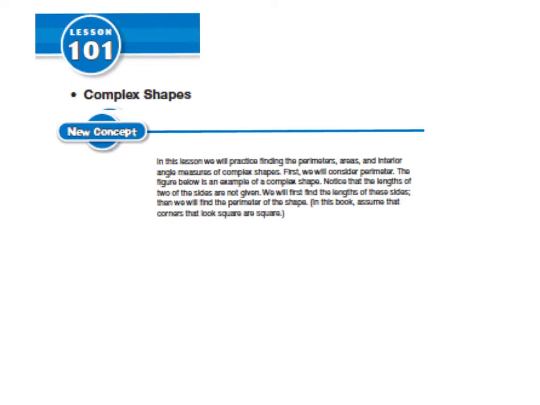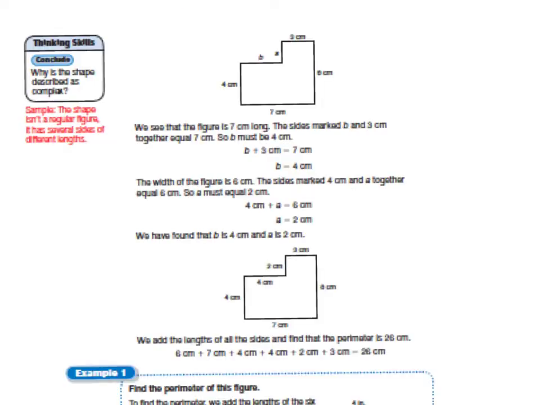The new concept today is that in this lesson we will practice finding the perimeters, areas, and interior angle measures of complex shapes. First, we'll consider perimeter. The figure we're going to look at is an example of a complex shape. We're going to notice that the lengths of two of the sides are not given, and we will first find the lengths of the unknown sides, and then we will find the perimeter of the shape. In this book, we're going to assume that the corners that look square are square.